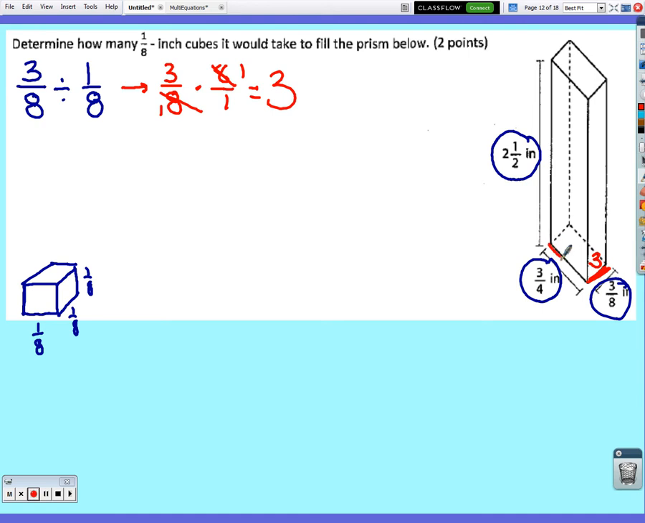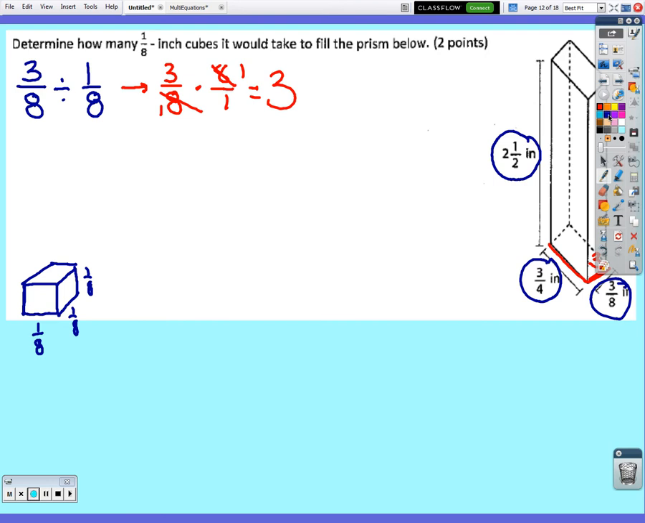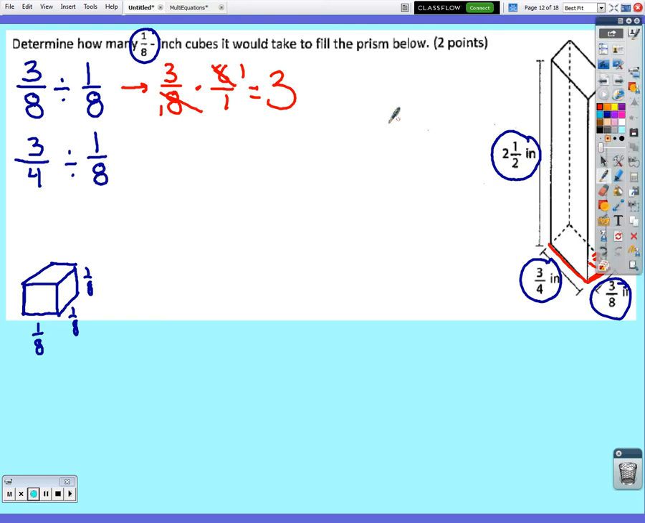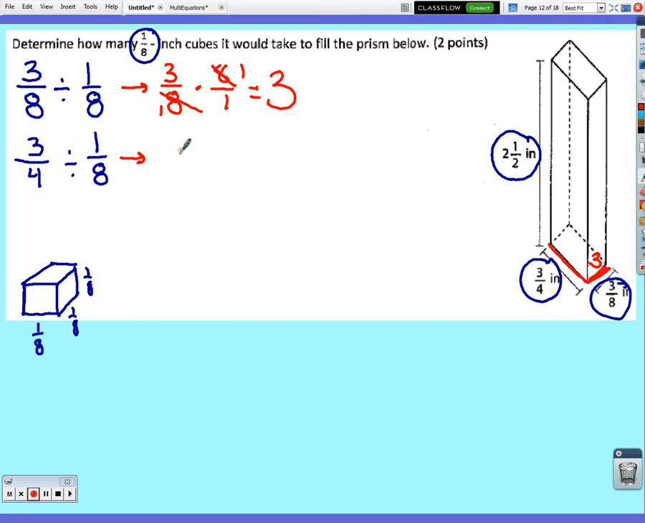Let's look at this side here. It's 3/4. So just like I did previously, I'm going to take 3/4, but I need to break it up into chunks of what? Not into 4, but because all my cubes are 1/8 of an inch, divide by 1/8. And just as I did earlier, when dividing fractions I multiply by the second fraction's reciprocal. So it becomes 3/4 times the reciprocal of 1/8, which is 8/1.